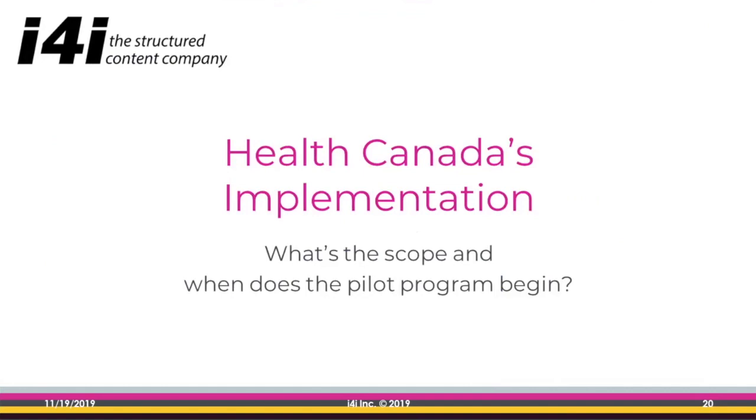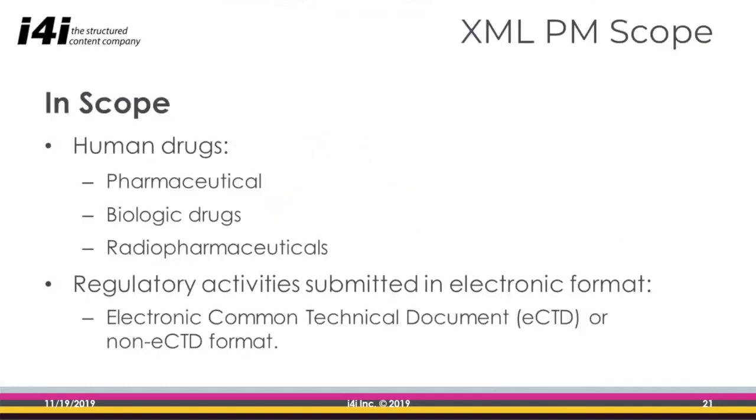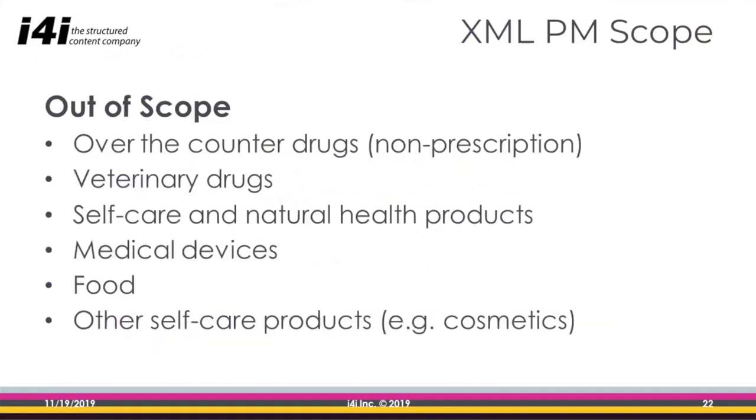And hello, everybody. I'm going to start today by looking at the scope of the XML PM implementation. The scope of the XML PM will include the human pharmaceutical, biologic, and radiopharmaceutical XML PMs. And the electronic submissions in eCTD and the non-eCTD format will also continue. The OTC, vet, natural health product, medical device, food, and other self-care products are currently out of scope, as are the registration of labelers and establishments. There's no word yet as to when these might be included.